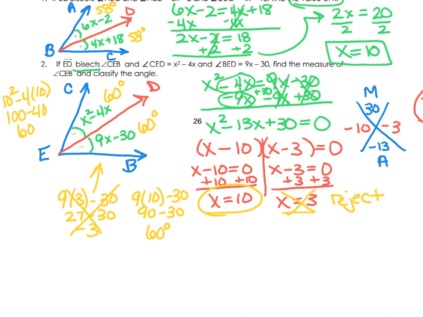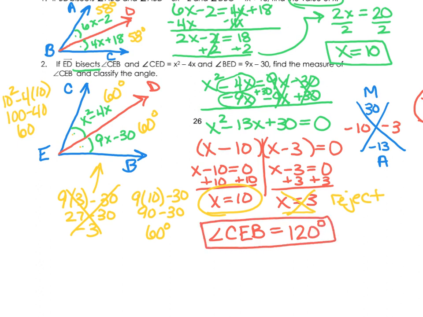Okay, so now we've got to figure out how big is angle CEB. Angle CEB is the whole angle that has two 60s in it. Therefore, part plus part equals the whole, and angle CEB would be 120 degrees. Because angle CEB is 120 degrees and they want me to classify it, it's more than 90 but less than 180, which makes it obtuse. This is an obtuse angle. Even though we didn't draw it as an obtuse angle in the beginning, we didn't know that's how it would turn out, but it is.